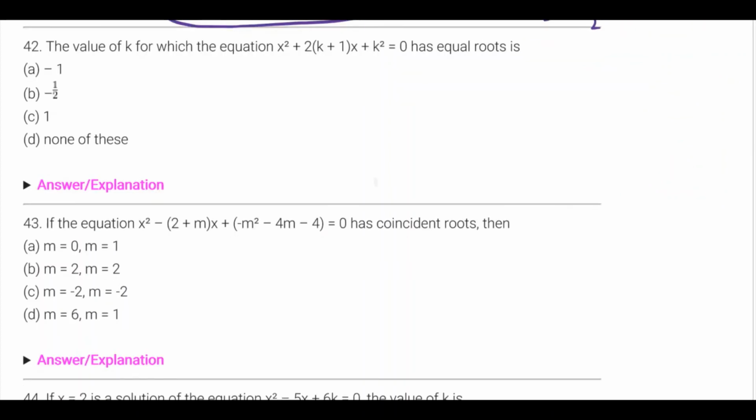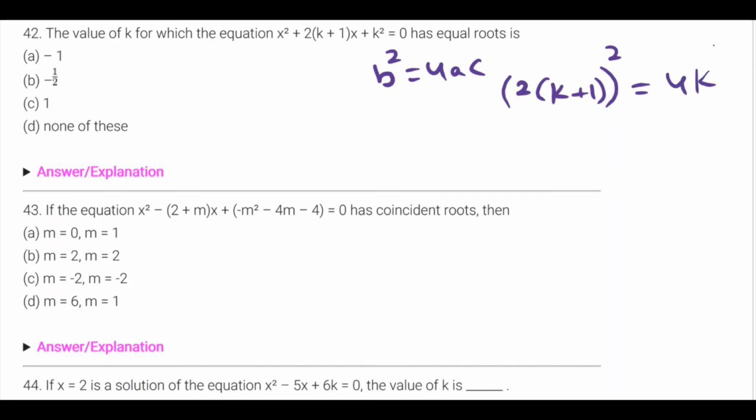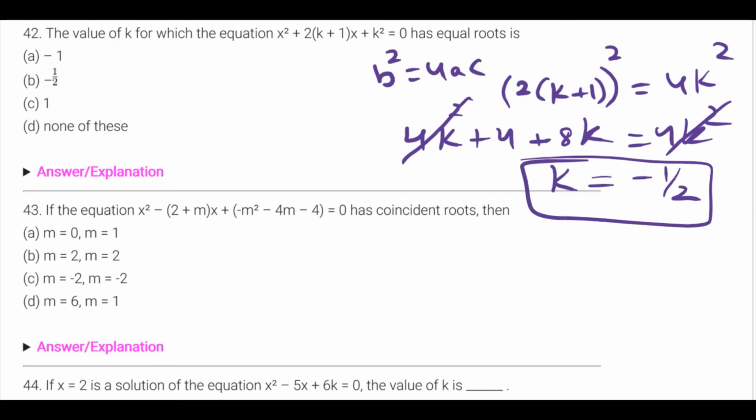Next question, 42. The value of k for which the equation has equal roots is, so this is b square equals to 4ac, that is 2 into k plus 1 whole square equals to 4 into ac is 4k square. So on expanding this is 4 into k square plus 4 plus 8k equals to 4k square. So k equals to minus 1 by 2. Option B.